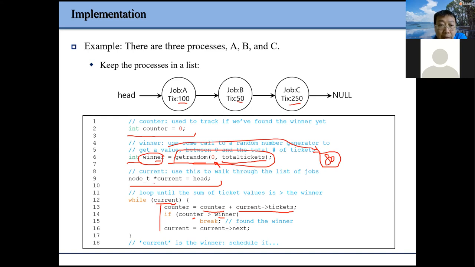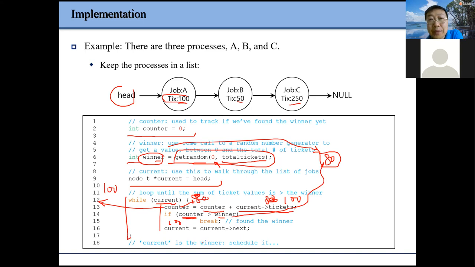Okay, so current is head here, right? So our counter is zero in the beginning, then the current ticket is this one, because of this head, right? Our current ticket is 100, sorry. Because the ticket is 100, right? So then the counter is 100, and our winner is 80. So 100 is greater than 80. So we break out from this loop, which means we already found the winner, which is job A. So job A will be scheduled.